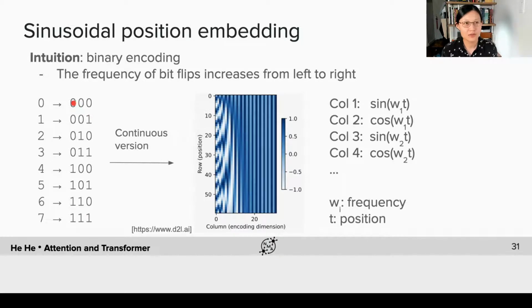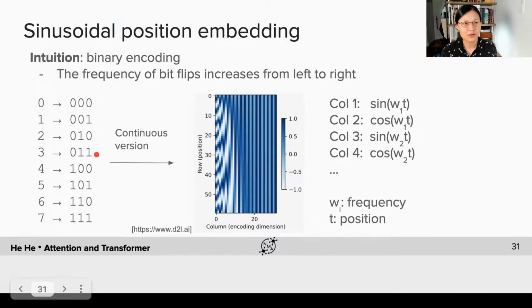So now let's look at the bits at different positions. In the leftmost bit, it changes very slowly. So the pattern repeats every 8 bits. So the period is 8 here. Now, if you look at the second bit position, it changes faster. The period is 4, while the rightmost one changes the most frequently. So we have these columns of binary bits whose frequency increases from left to right.